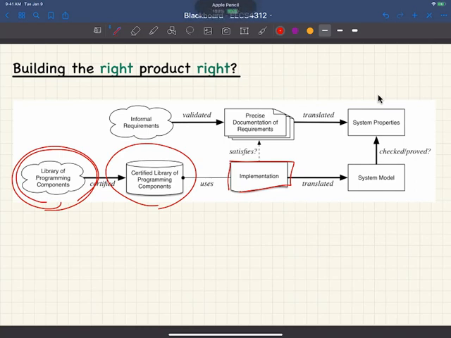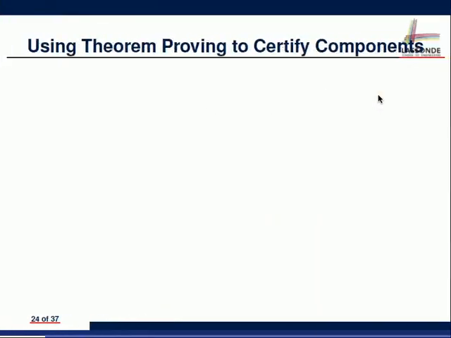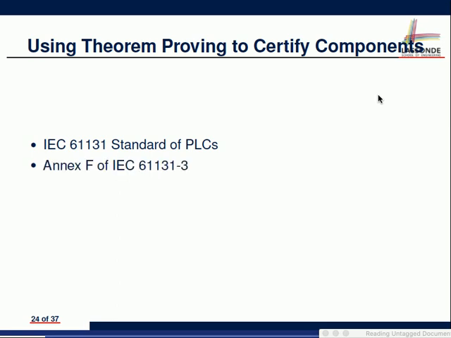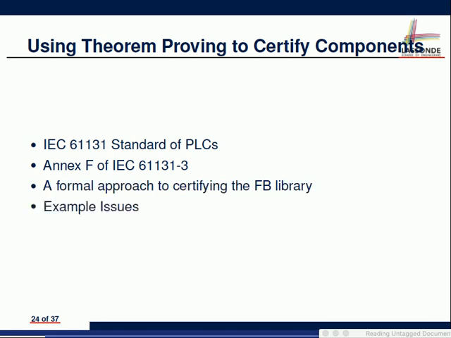So the library I talk about is the so-called IEC, another standard, an industrial standard 61131 for PLCs. At the end of the standard, they got an Annex F. Basically, they simply got a library of function blocks. You can think about a function block as one way to program the PLC, just like a block diagram. So now I'm going to show you quickly how you can use a formal approach to certifying the library. And then we consider two example issues.